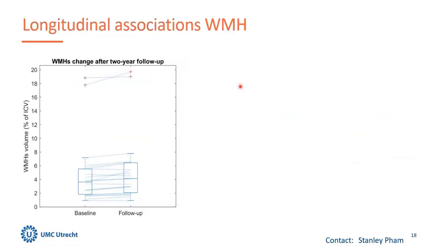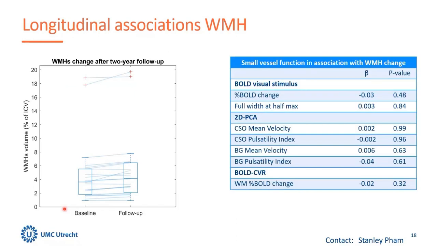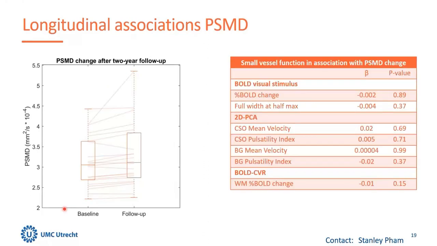Longitudinally, let's first focus on the white matter hyperintensities. Here you see a box plot showing the white matter hyperintensity volume change after 2 years. And if we look at the results, unfortunately, as much as I hoped to see something significant here, we could not find an association between any of our small vessel function measures and whole brain white matter hyperintensity volume change after 2 years. And for PSMD, the same story. We did see a significant increase in PSMD after 2 years, but none of our small vessel function measures at 7 Tesla MRI were significantly associated with PSMD change after 2 years.